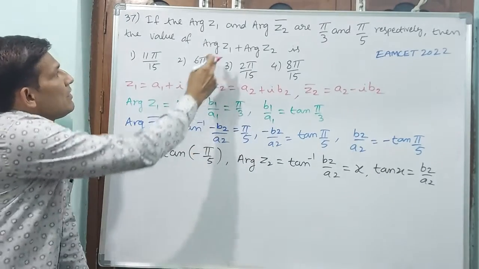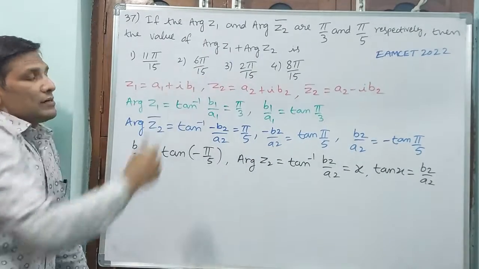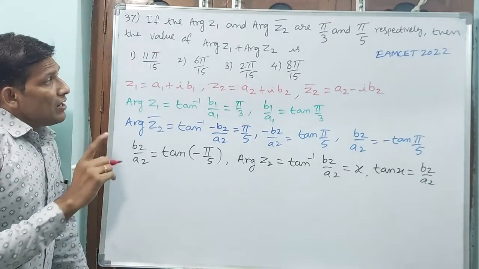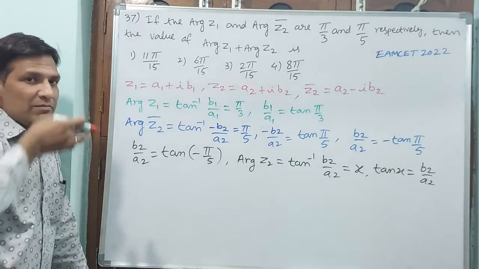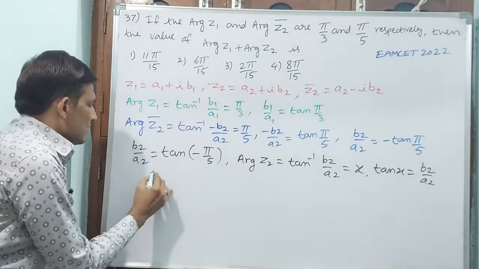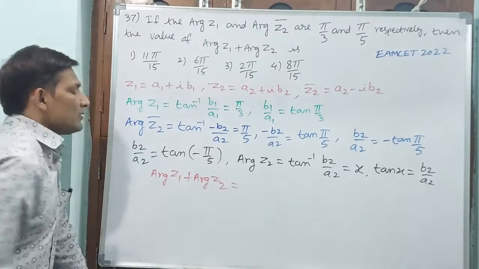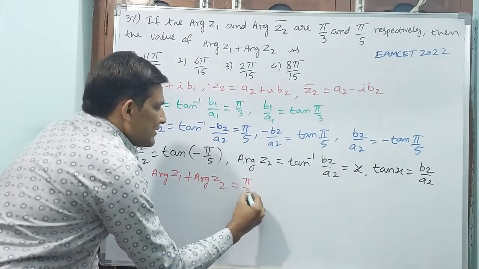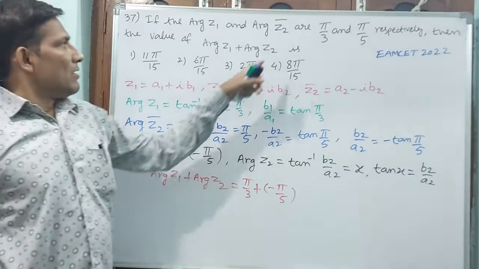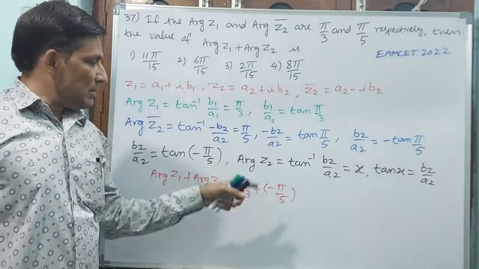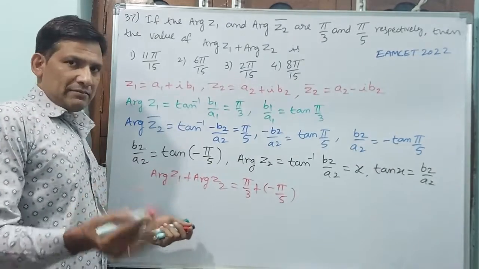Pi by 3 minus pi by 5. Why? Because earlier, pi by 3 and pi by 5 were both positive. But here, what is positive or negative? That is conjugate. Conjugate means it will automatically come as a negative number. Now I am writing argument of z1 plus argument of z2 is equal to, argument of z1 we know is pi by 3, plus minus pi by 5. Why? Because z2 conjugate is pi by 5 means z2 is minus pi by 5. z2 is pi by 5 means z2 conjugate is minus pi by 5. Like that you have to take, because theta is going to change.